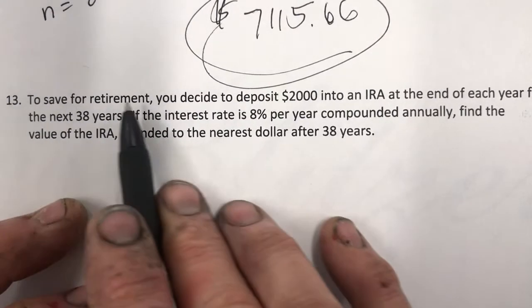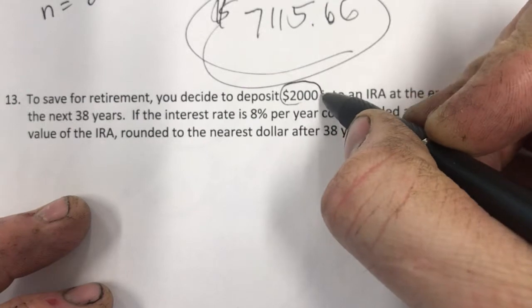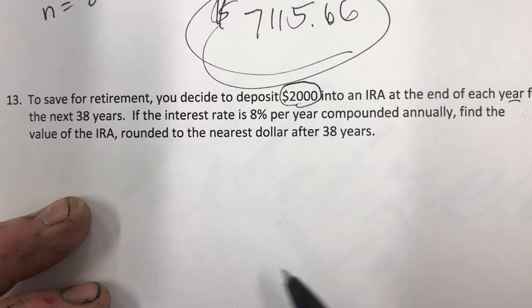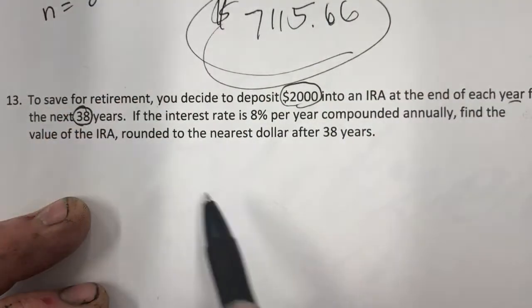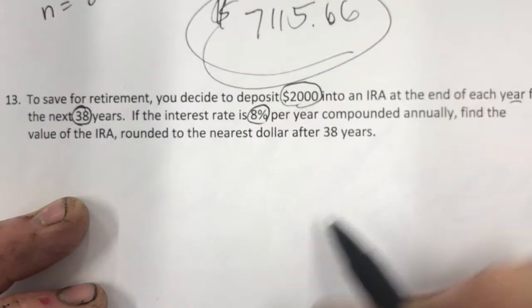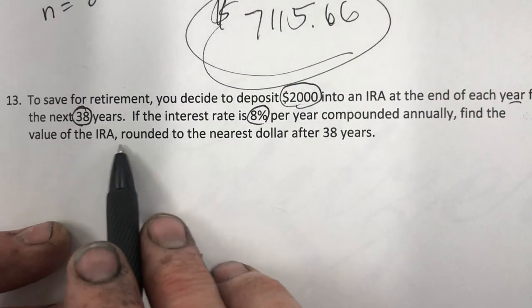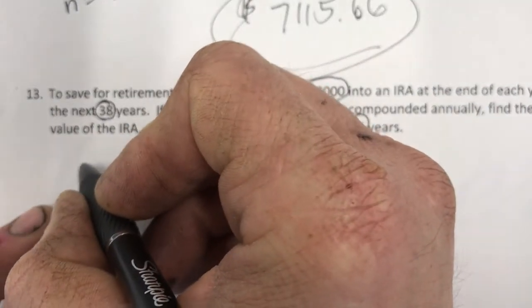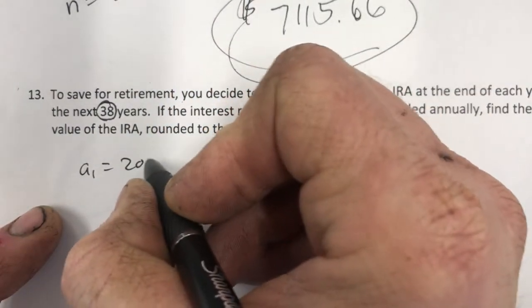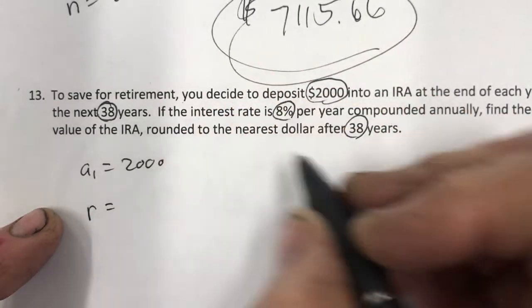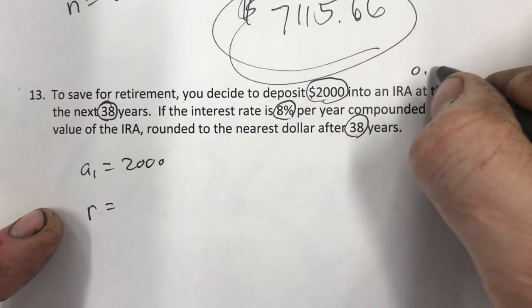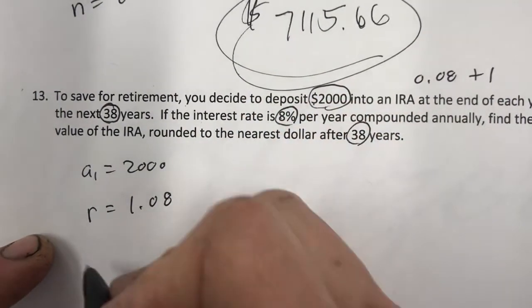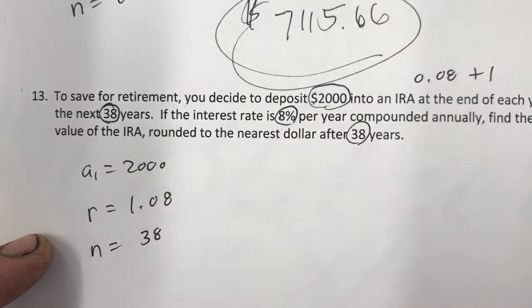This person says, save for retirement, you decide to deposit $2,000 into an IRA at the end of each year. So $2,000 every year goes in this IRA for 38 years. If the interest rate is 8% per year compounded annually, find the value of the IRA rounded to the nearest dollar after 38 years. So here, my a sub 1 is going to be the 2,000. My ratio here, since this is 8%, that's 0.08, so I add 1 to it, which is 1.08. And then my n looks like 38 years.